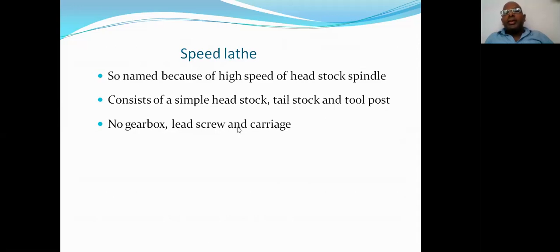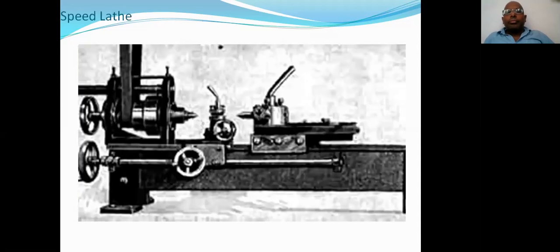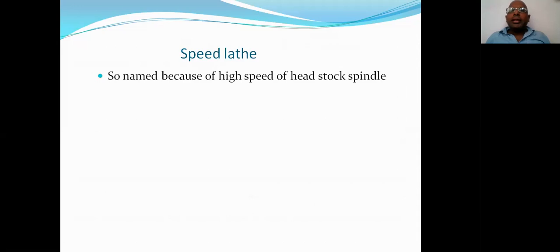Whenever these three elements are avoided, you observe the size or the bulkiness of the machine is also very less. It should not be bulky. It should be very simple and smaller. So this is the application or purpose of the speed lathe.